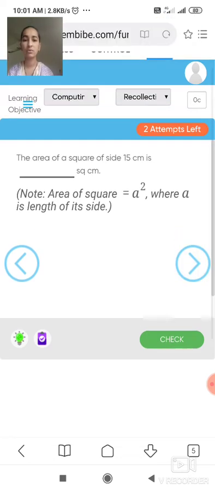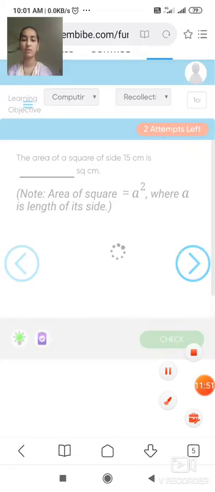Now, the area of a square of side 15 centimeter is dash square centimeter, and note that the area of a square formula is already given, a squared. So 15 squared, yes, the answer is 15 squared. 15 squared is 225 or 625. Which is the correct one? You have to tell me. Do the multiplication, solve the example and tell me the answer.